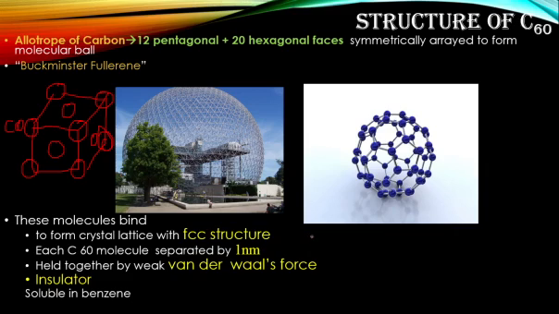So the crystal formed by carbon-60 is that of an FCC structure, and each carbon-60 molecule will be separated by a distance of 1 nanometer. There is no bond formation between two carbon-60 molecules. They are held together by van der Waals force, and as such it is an insulator, and they are soluble in benzene. Okay, so we'll see more details in our next class.